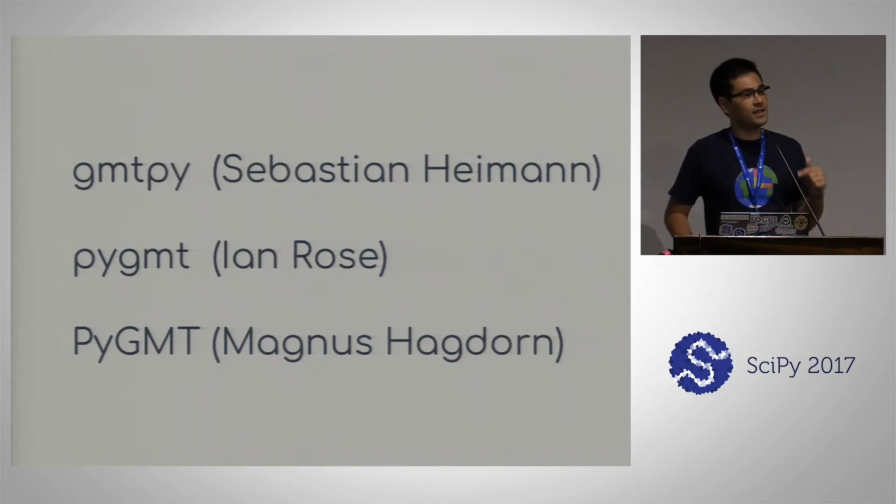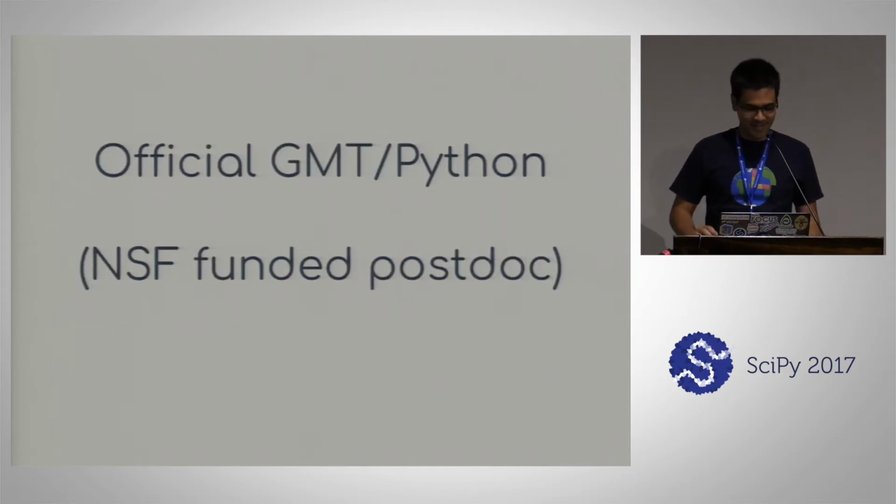And PyGMT is hooking into the C API. Ian Rose was doing it by writing a hand-coded Python C extension. And if anyone has ever tried to do that, you know how painful it is. And if you have ever tried to distribute a Python package with compile dependencies to multiple platforms, you know the kind of pain I'm talking about.